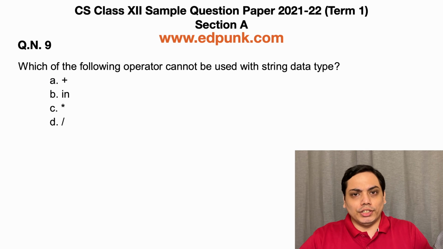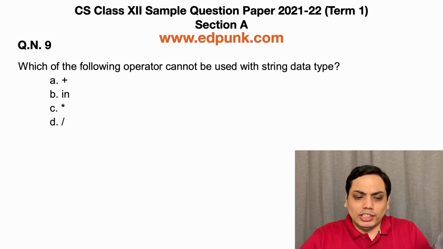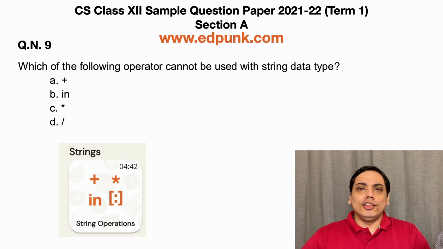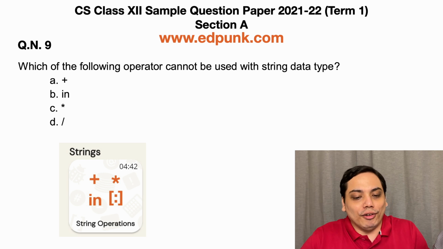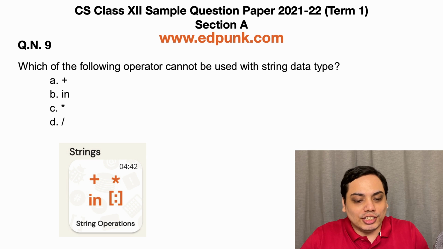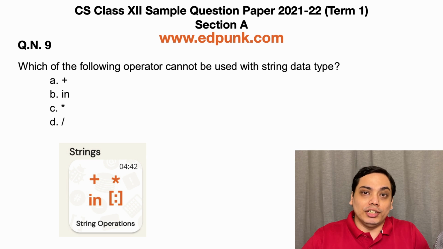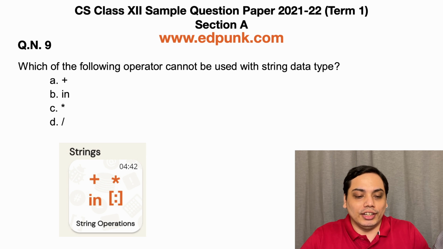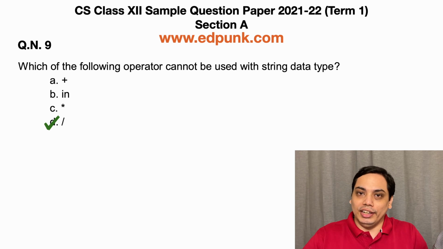So moving on to the next question, which is question 9. Which of the following operator cannot be used with string data type? Option A is plus, option B is in, option C is multiplication, and option D is division. Now to answer this question, you don't even have to read the material or watch any video. If you just look at the thumbnail of string operations video, you will see that plus, in, and multiplication are present there, and the only operation that is not permitted is division. So the correct answer is option D, which is division.